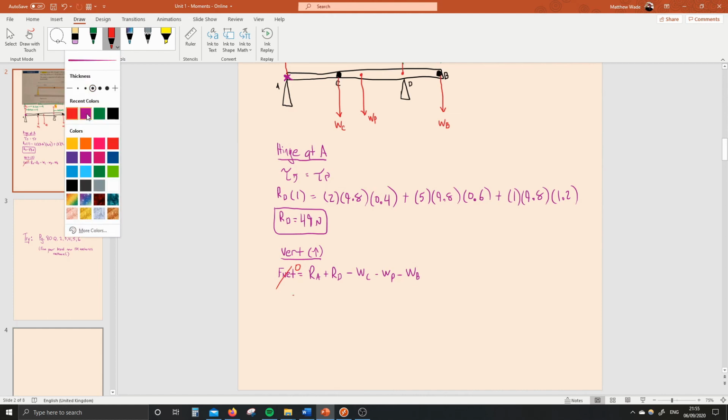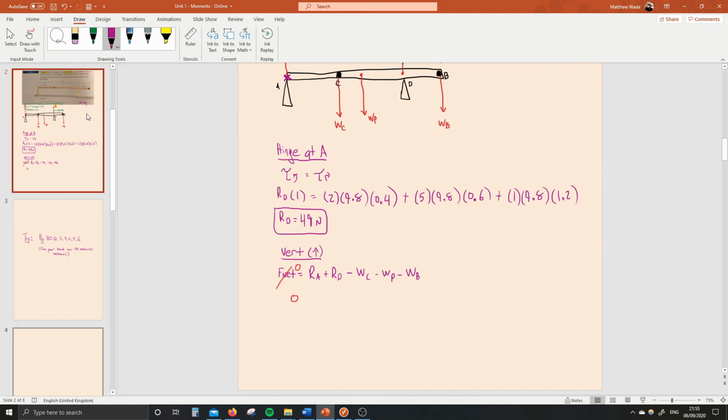So here's what we've got then. 0 equals RA, which is what we want, plus RD, which is what we know, 49. Ditch the newtons in the calculation, that just makes things complicated. Take WC. C was the one that weighed 2, I think. So it's 2 times 9.8.